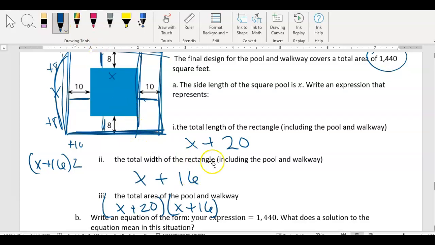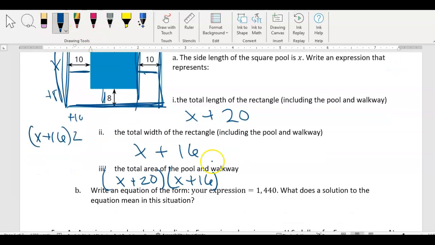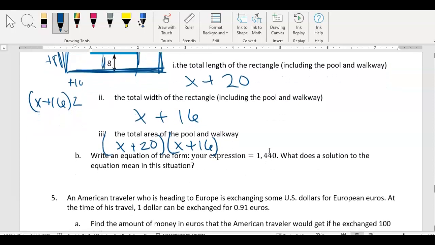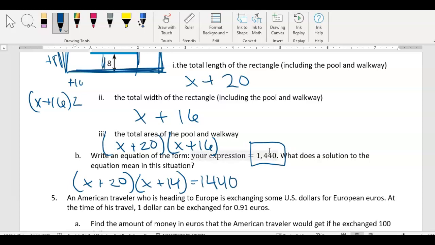Okay, so then the total area would be that length times the width. Sorry, that was a little confusing, and I apologize. All right, write an equation of the form your expression equals 1440. What does the solution to this equation mean in this situation? So x plus 20 times x plus 14 equals 1440.